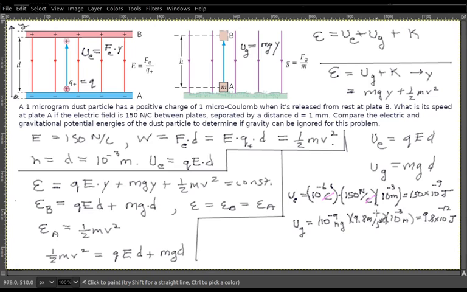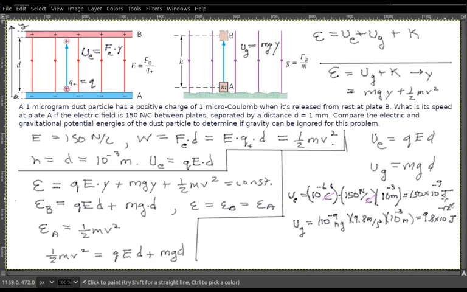Gravitational potential, mgh or mgd here. A microgram, 10 to the minus 6 grams, but in SI units we want to go to kilograms. It's even smaller, so that's 10 to the minus 9 kilograms times gravity, 9.8 meters per second squared, times, again, the plate spacing, a millimeter. Here we have kilograms times meters squared per second squared. That's the same as units of mv squared, which is energy. Again, it's joules. And here it's 9.8 times 10 to the minus 12.